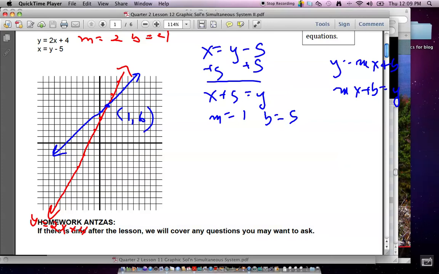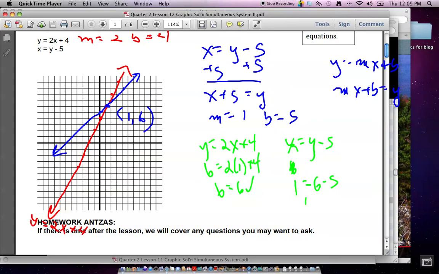So we just want to take a second and check this answer in both equations. The first equation is y equals 2x plus 4. The second equation is x equals y minus 5. I'm just going to plug in 1, 6. Does 6 equal 2 times 1 plus 4? You bet it does. 6 equals 6, check. And on the other side, does 1 equal 6 minus 5? 1 equals 1, check. Okay? So we're good all the way around. Any questions on this? Cool. Let's go to the next one.